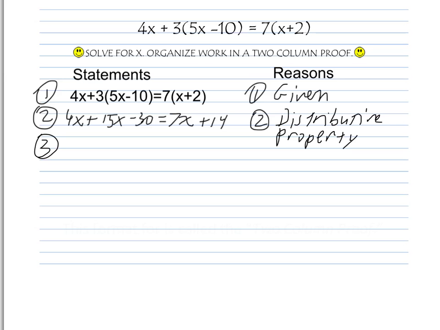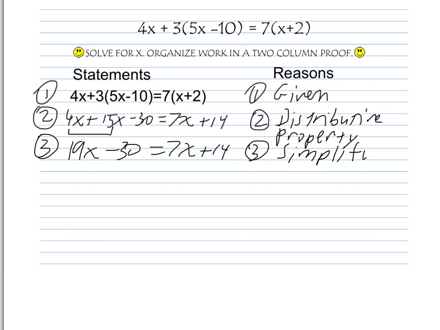Now the next step is going to be to combine like terms, or to simplify. That's not really one of the properties that you saw earlier, but if I'm just combining like terms, if I'm just simplifying the left side of the equation, it's okay to just say simplify as my reason. So I'm just going to rewrite what I have there, and my reason would be simply simplify. I'm just simplifying the expression.